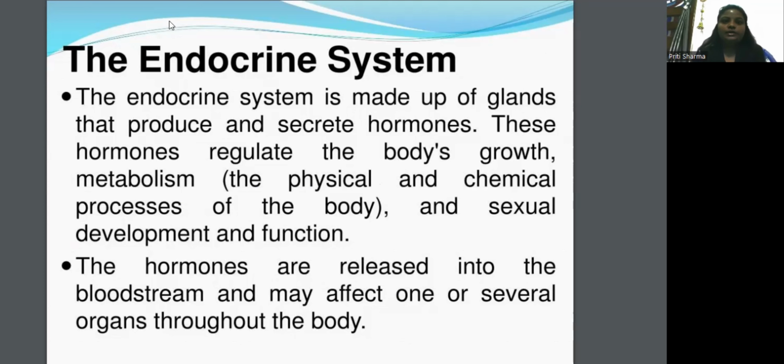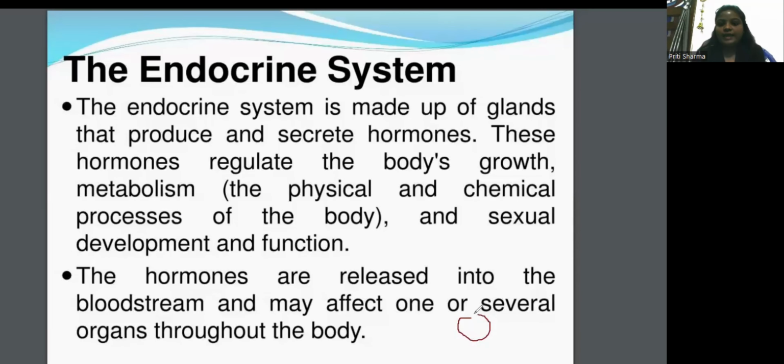Endocrine hormones are those hormones which are produced in the glands, and as you can see in this picture, they are directly poured into the blood vessels. It doesn't require any duct to transport its hormones to the blood vessels. So it is a ductless gland.